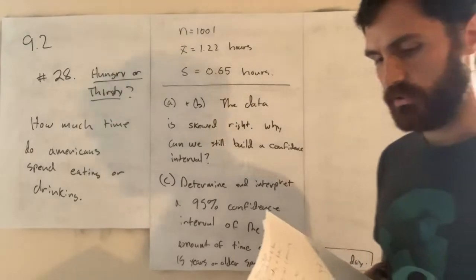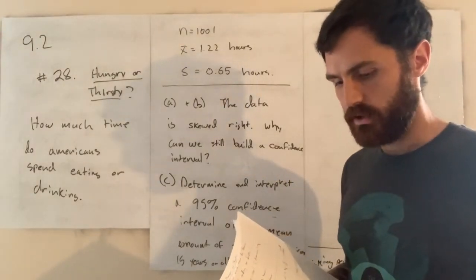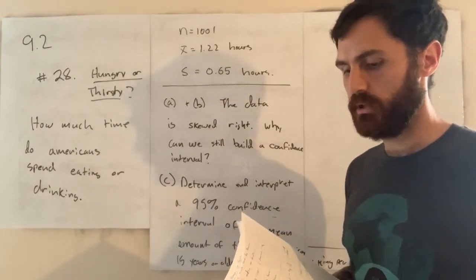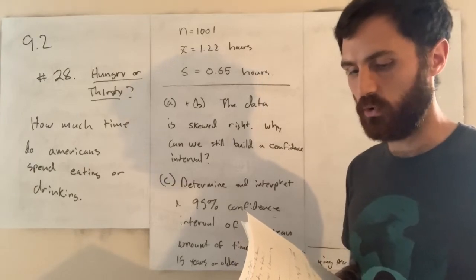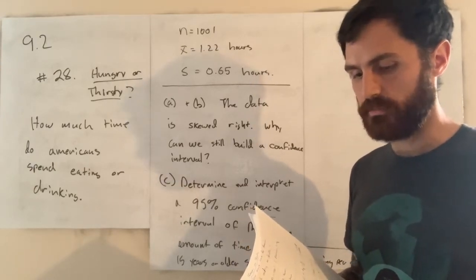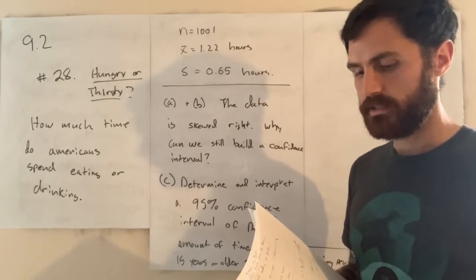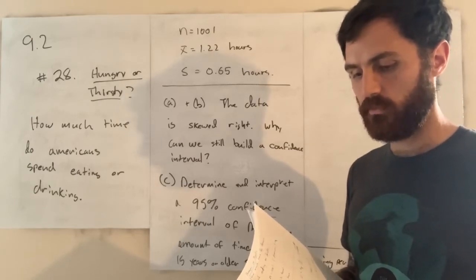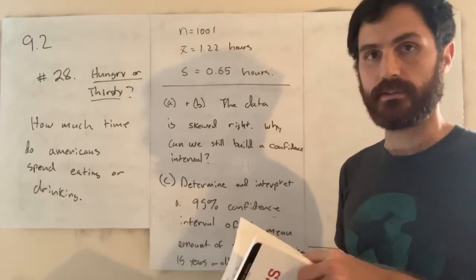Okay, and then B says there are over 200 million Americans age 15 or older. Explain why this, along with the fact that the data were obtained using a random sample, satisfies the requirement for constructing a confidence interval.